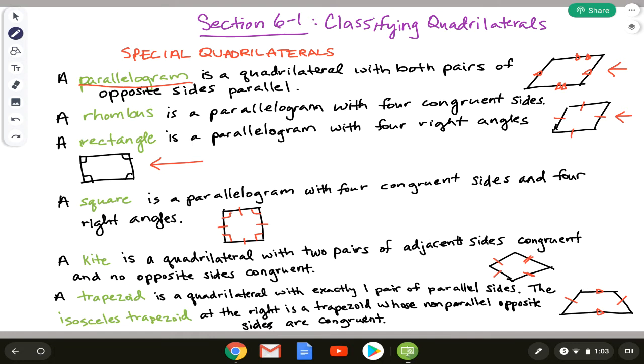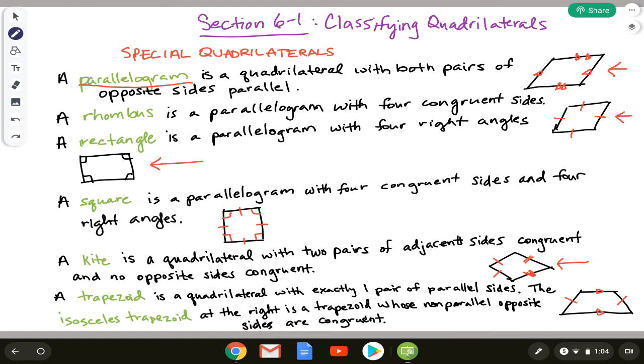Okay, a kite is a quadrilateral with 2 pairs of adjacent sides that are congruent and no opposite sides congruent. So this is a picture of a kite. Here, adjacent sides means they're right next to each other. They're not across from each other. So on the right side of it, I have 2 hash marks through the congruent sides, and then on the top, there is one hash mark each. So it's different because it's not the opposite sides that are congruent, but the adjacent ones.